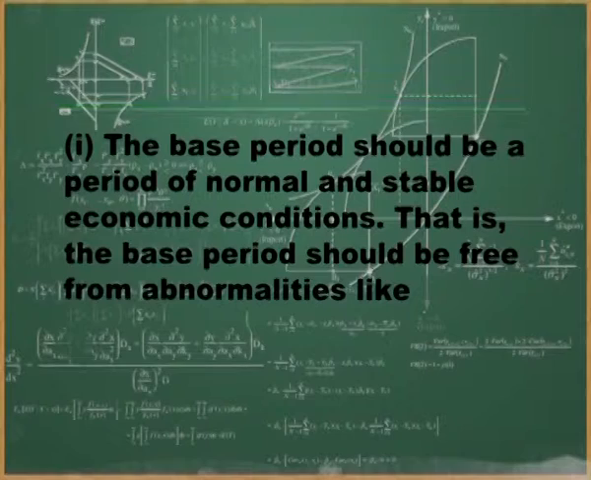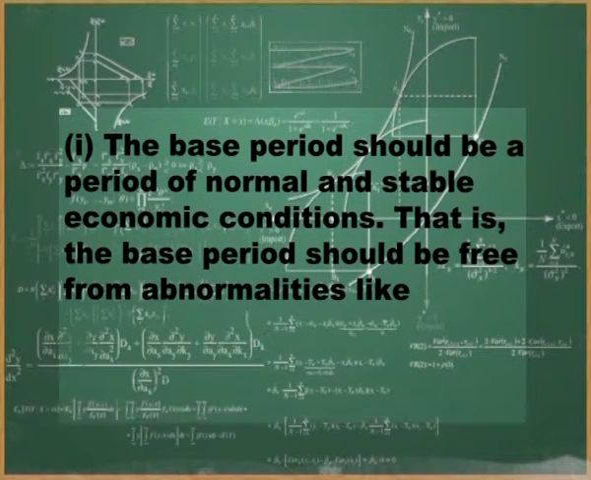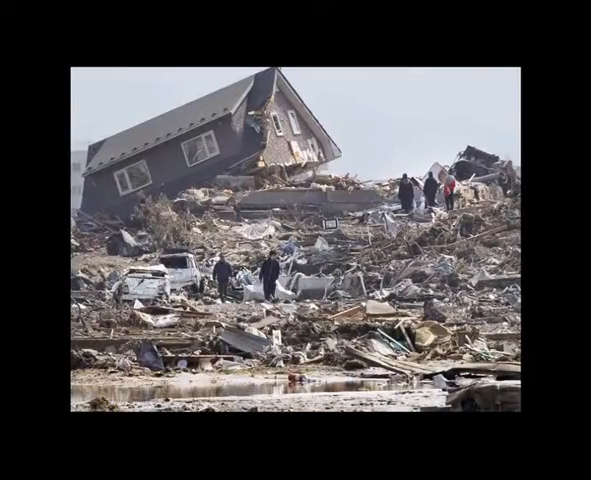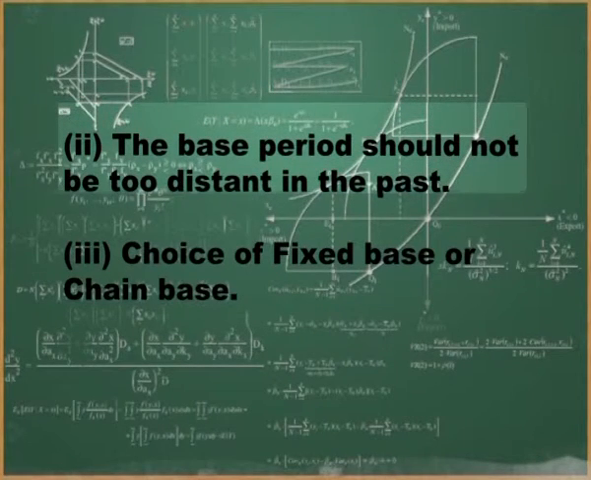The choice of base period is very critical in the construction of an index number. The following points should be kept in mind while selecting a base period. First point, the base period should be a period of normal and stable economic conditions. That is, the base period should be free from abnormalities like war, widespread earthquake, flood, famine, etc. Second point, the base period should not be too distant in the past.